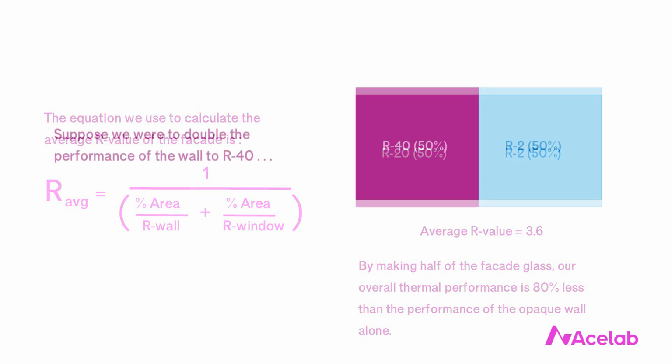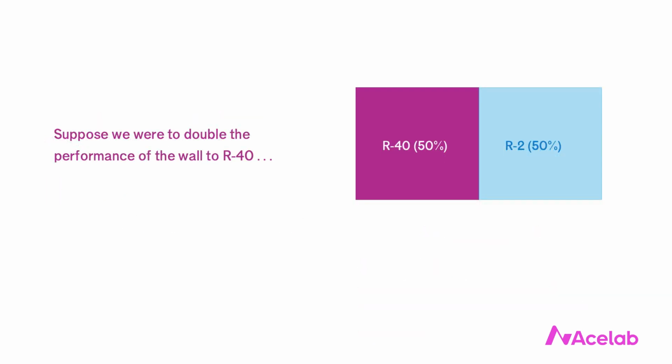Let's take this thought experiment a little further though. Suppose we were to double the performance of the wall to R40. And before we look at what effect that has on overall thermal performance, let's talk about what it takes to get a standard residential wall from about R20 to R40. We have to add exterior insulation, and not a small amount of exterior insulation. We have to add R20. So we're looking at 4 inches or more of exterior insulation.